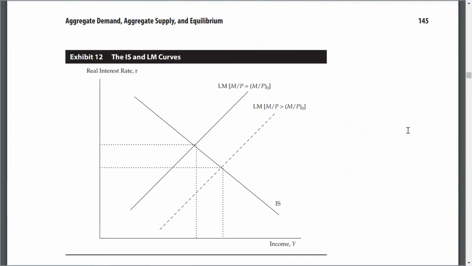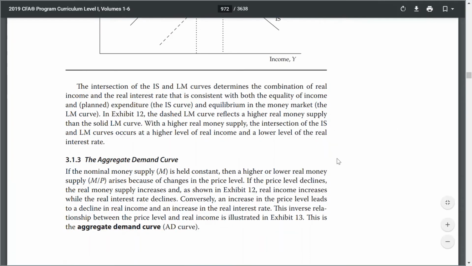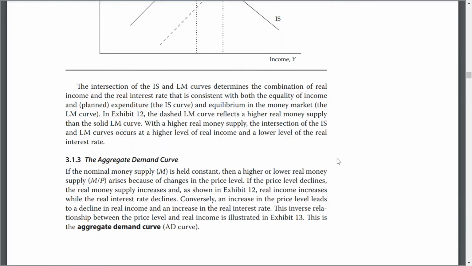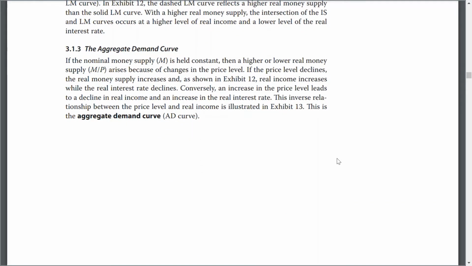The intersection of the IS and LM curves determines the combination of real income and real interest rate that is consistent with both the equation of income and planned expenditure, the IS curve, and equilibrium in the money market. In Exhibit 12, the dashed LM curve reflects a lower real money supply, and the solid LM curve a higher real money supply. This intersection of the IS and LM curves occurs at a higher level of real income and a lower level of real interest rates. For the aggregate demand curve, the nominal money supply, M, is held constant.